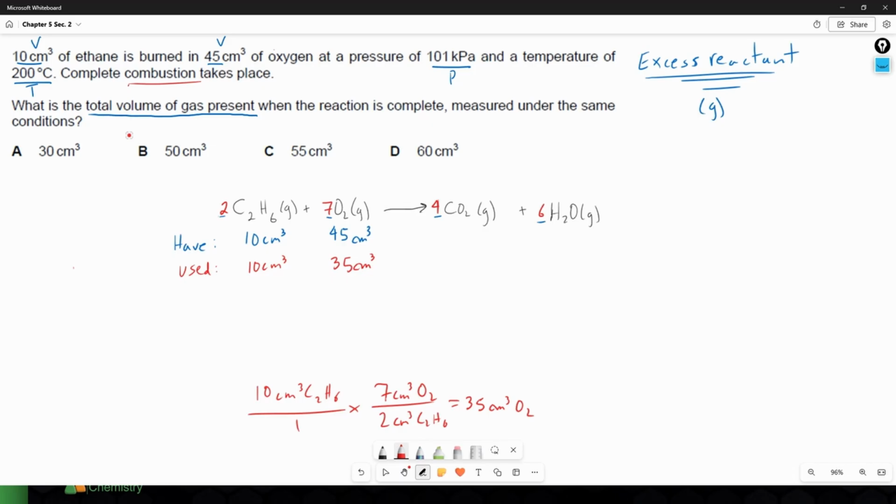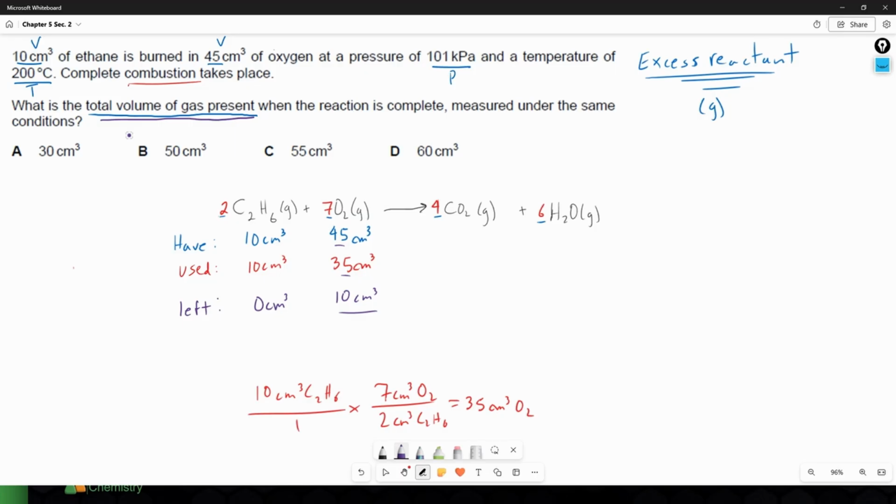Now, if we only use 35 cubic centimeters of oxygen, then we are going to use all of our ethane, so we have 0 cubic centimeters left. But since we have 45 cubic centimeters of oxygen and we use 35, we still have 10 cubic centimeters of oxygen left. We need to incorporate that into our answer because it's a total volume of gas present. Oxygen is a gas and we have 10 cubic centimeters of it left. Now, that's not the answer though.